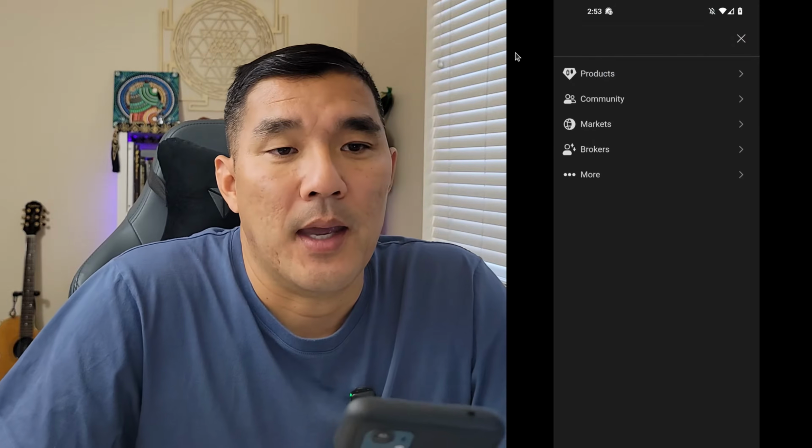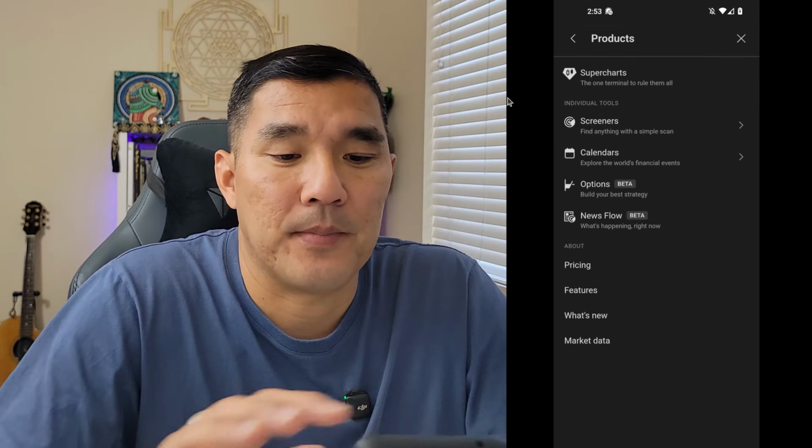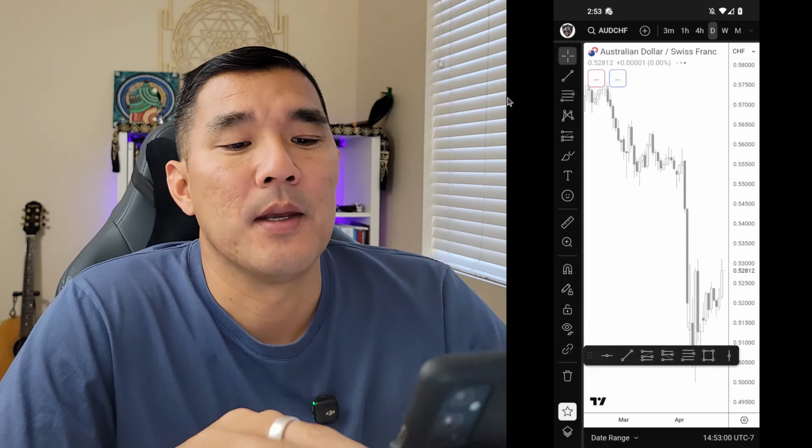Once you set up your paid account, this is the screen that you're going to get once you tap on the TradingView icon. From here, you want to tap on the menu icon in the upper left corner next to the TradingView logo, and then tap on Products, and then on Super Charts. And that will get you to the charts that you're probably used to seeing on TradingView desktop.